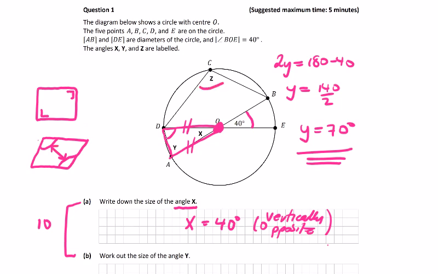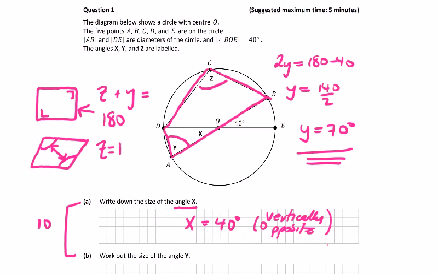So we have Z, and if I just draw this cyclic quadrilateral 4-sided shape, the opposite angle to Z is Y, so Z plus Y is equal to 180. From our little basic diagram, we got Y to be 70, so Z is equal to 180 minus 70. Z is equal to 110 degrees. Nice easy start for your geometry in paper 2.